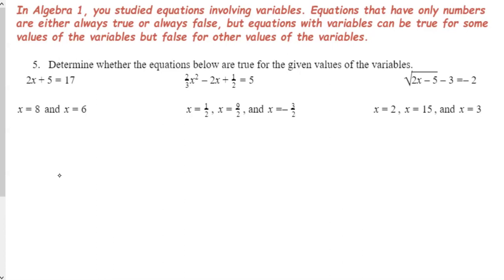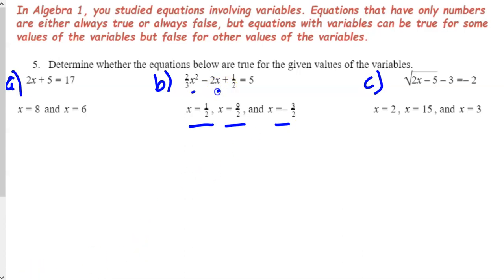If you're looking at this type of problem, I'll call these A, B, and C. We're going to do B. Given this equation, we want to test to see, do these work? We are simply going to substitute in. So if I take x equals 1/2, I'm going to plug that in for wherever I see an x.